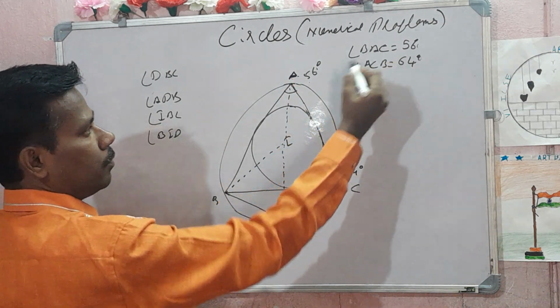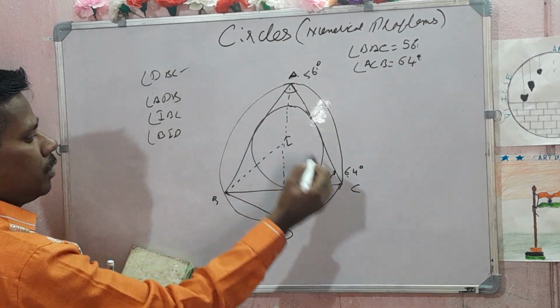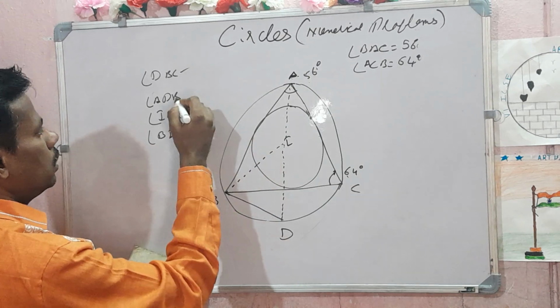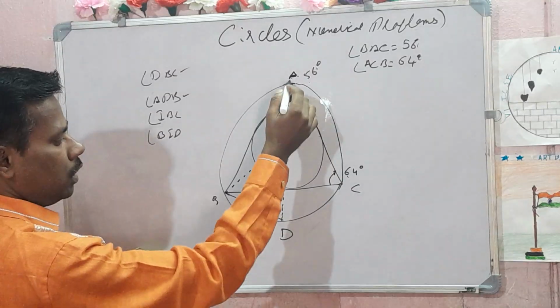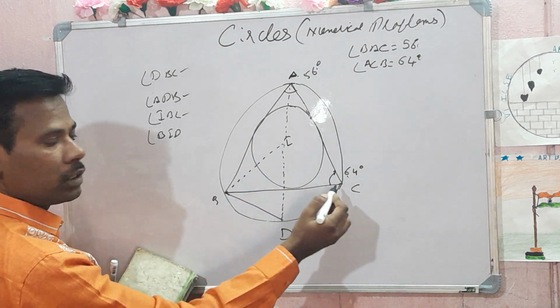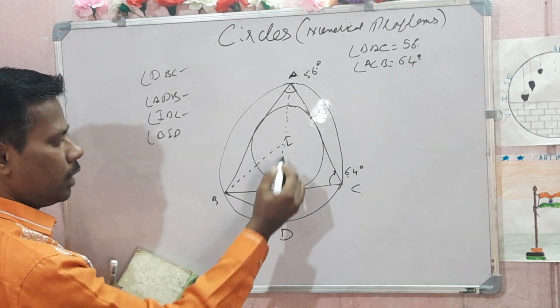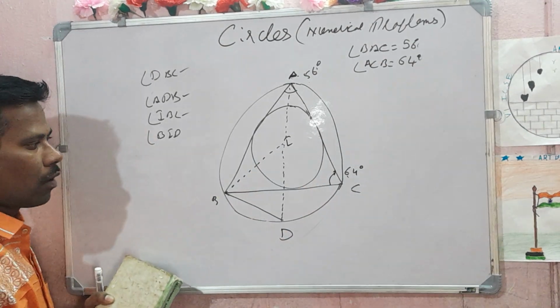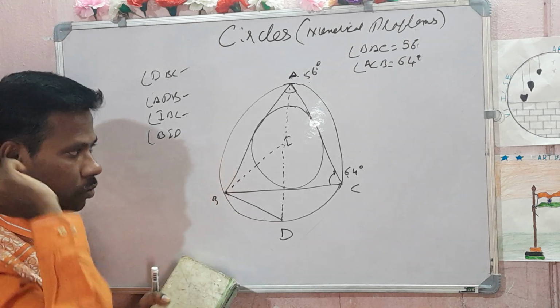They are asking, with BAC given, angle DBC, this one. Angle ADB, they are asking this one. Angle IBC and angle BID. So how to do this problem?